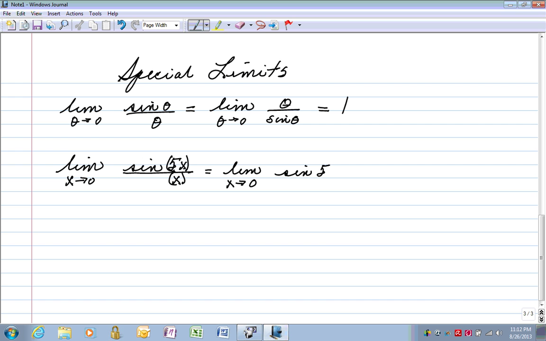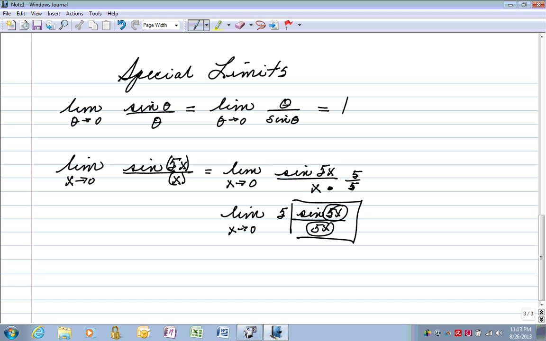So we're going to fiddle away, and we had an x. We want it to be 5x, so we multiplied by 5 over 5, which is 1. So if you look at it long and hard enough, your true problem basically is 5 times the sine of 5x over 5x. This is the angle, this is the angle. Life is sweet. This is 1. Your answer is 5. Cute.